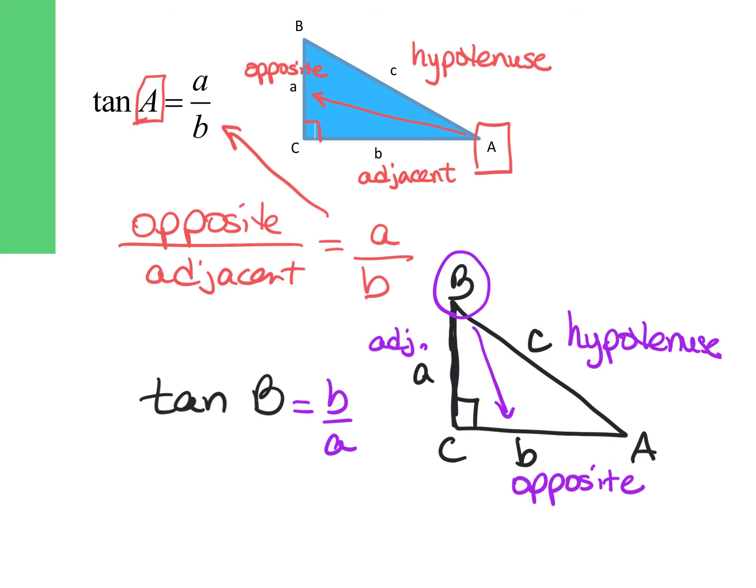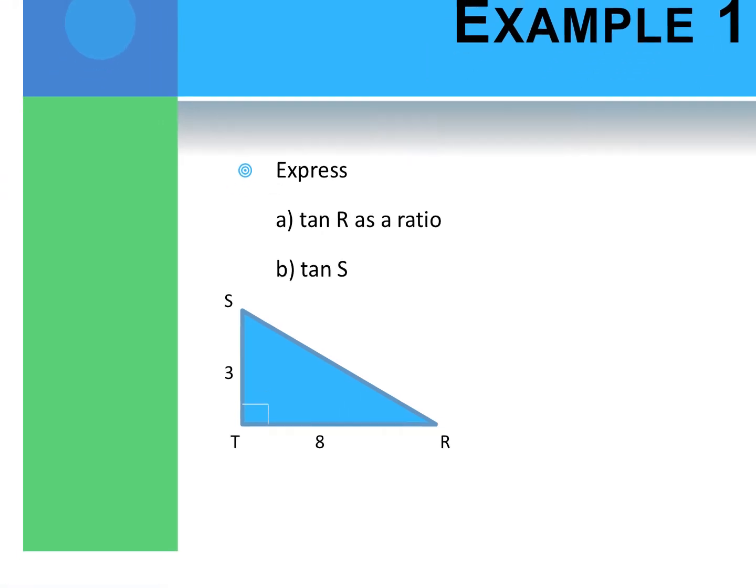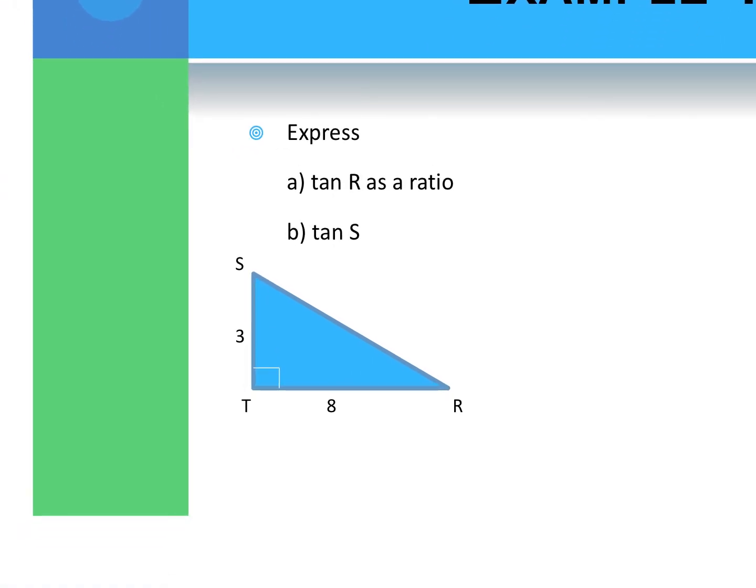Let's try it with some numbers. So the next slide wants us to express the tangent of R as a ratio. When they want us to just express it as a ratio, I'm not using my calculator. I'm just putting opposite over adjacent. So let's label the sides in relation to where angle R is. So angle R is over here.